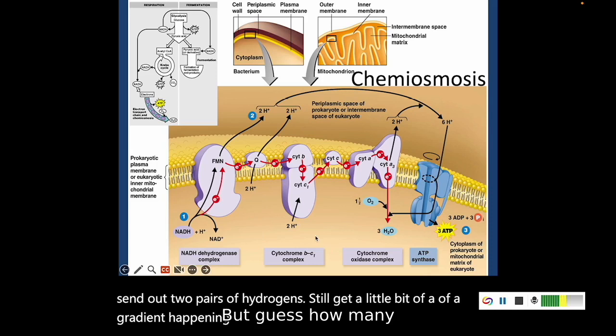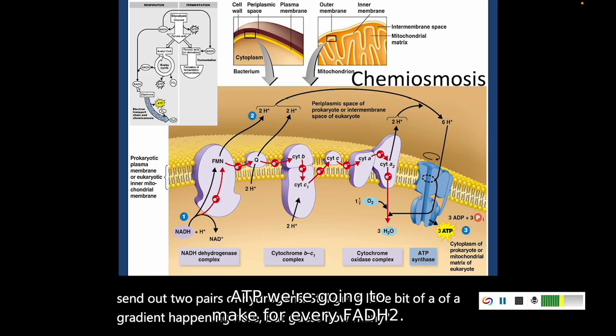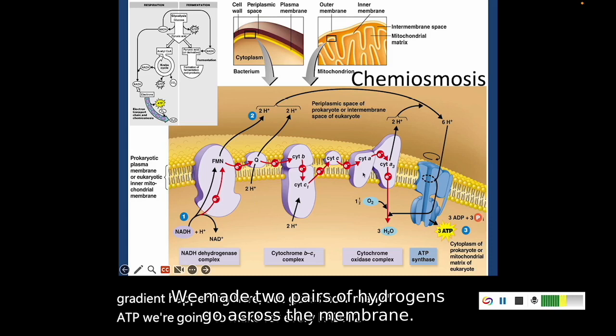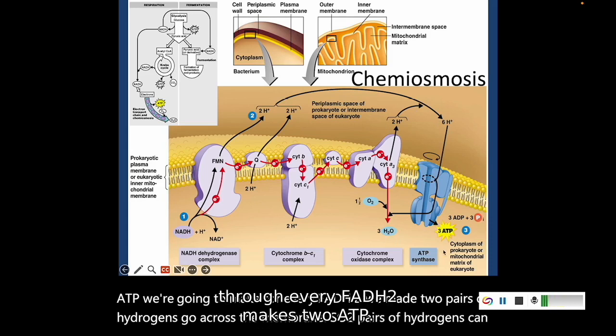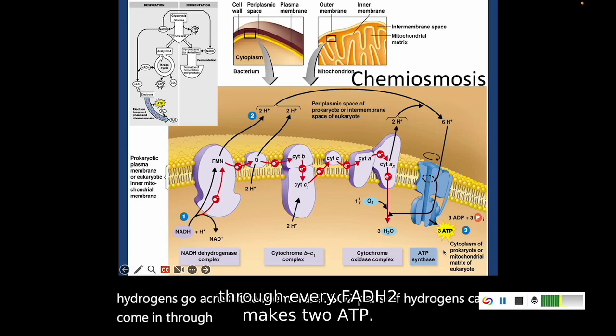But guess how many ATP we're going to make for every FADH2? We made 2 pairs of hydrogens go across the membrane, so 2 pairs of hydrogens can come in. So every FADH2 makes 2 ATP.